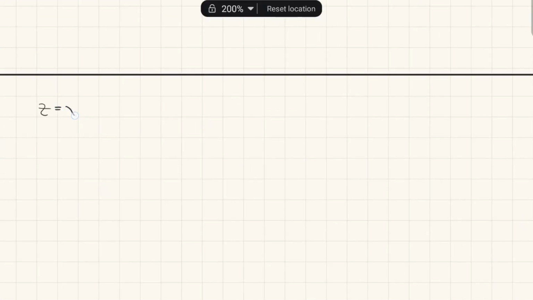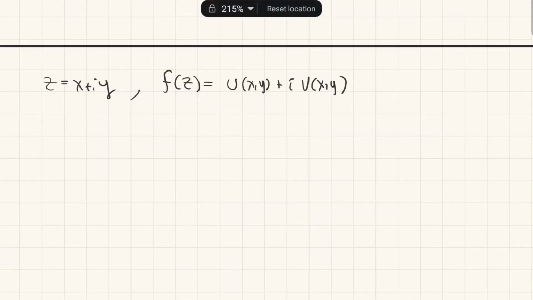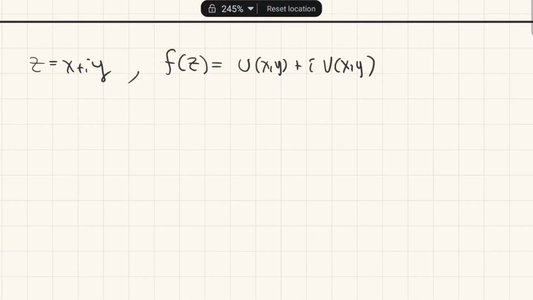So we know that for a complex variable z defined as x plus iy, we can define a complex function f of z, which is the sum of two functions of two variables, u of x comma y plus i v of x comma y, right? So we know that this is the general expression for a complex function.